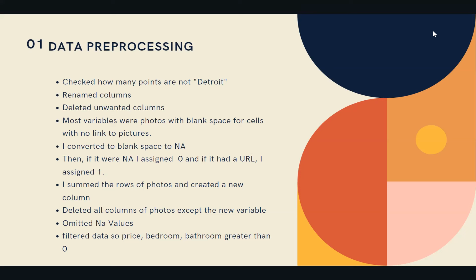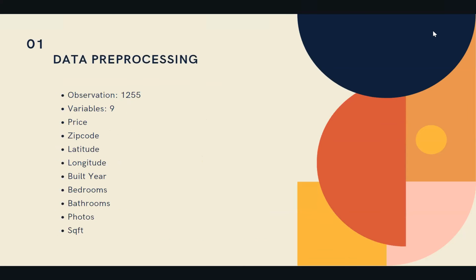And after that, I omitted all NA values and filtered the data so that price, bedrooms, and bathrooms are all greater than 0. I did that because I don't think anyone wants a house with no bedrooms or bathrooms, and obviously houses cost more than $0. So that left me with 1,255 observations and 9 variables. The variables are price, zip code, latitude, longitude, built year, bedrooms, bathrooms, photos, and square feet.